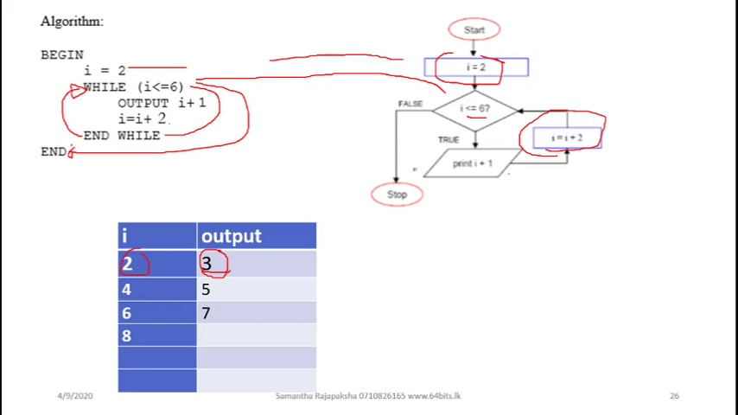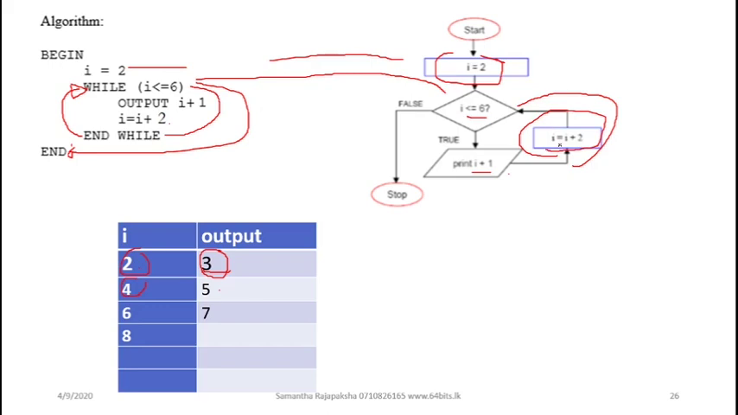I is initially 2, then I is incremented by 2, then it becomes 4. Then I is 4, then you come here. Is the 4 less than 6? Yes. Then print 4 plus 1, that means 5. Print 5. I is still 4.